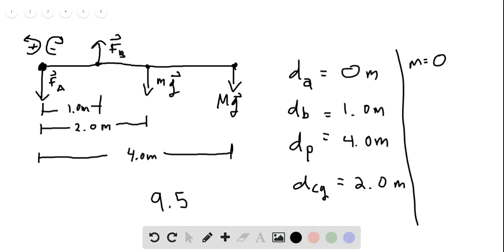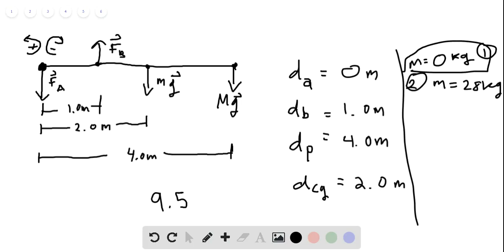So let's see. m is going to be equal to 0. So we're assuming 0 kilograms first, for part A, and then for part B, m is going to be equal to 28 kilograms. So we're going to change the mass m, but first we're just going to work with this for now. Big M is always going to be 52 kilograms. And we don't know the forces yet, right? So let's find out.